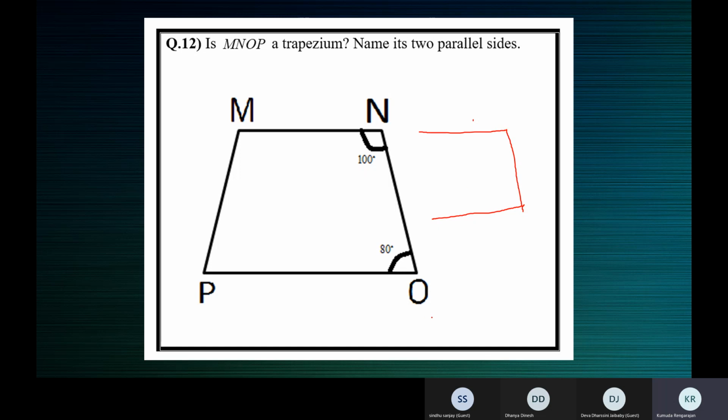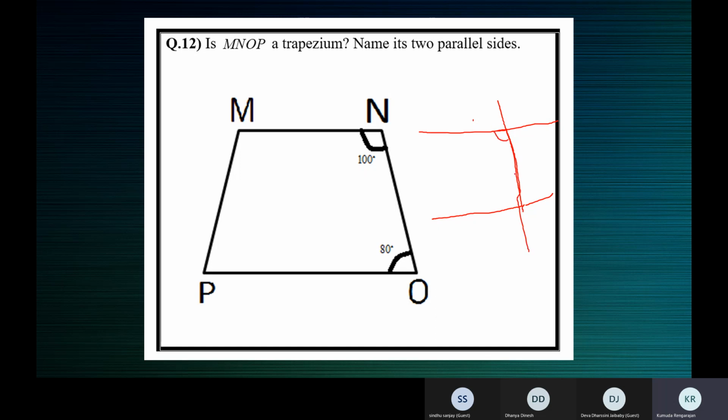See, MN and OP are the sides of the trapezium. Look at them. They are line segments. When you produce MN and OP, they become lines. And this is the transversal. NO is a transversal.